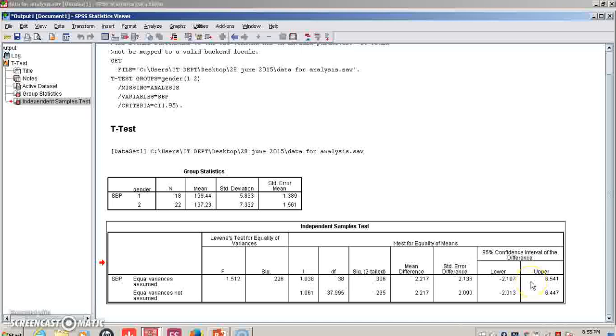What it means? Sometimes the difference can be 0. Sometimes difference can be negative. Sometimes difference can be positive. So that means difference between mean is not statistically significant.